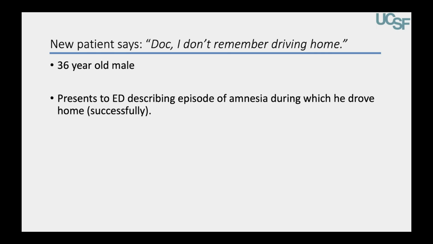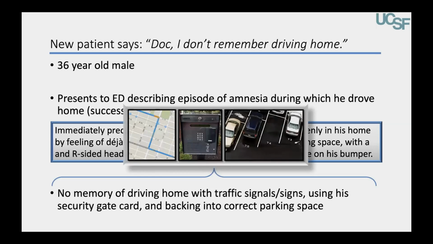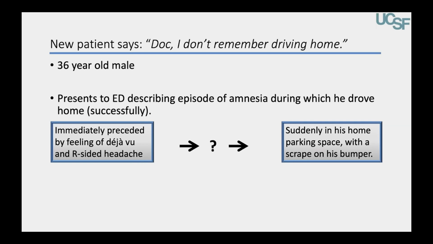A young male presented to the ER, describing an episode of amnesia during which he actually drove home successfully. This was immediately preceded by a feeling of deja vu and a right-sided headache. Essentially, he went out to dinner and then dropped someone off, got in his car and backed out of that person's driveway, and then all of a sudden found himself at home in the parking space with a scrape on his bumper. He actually called 911 immediately after that. He took out his phone when he realized that he was just home and there was no answer for what had just happened in that stretch of time.